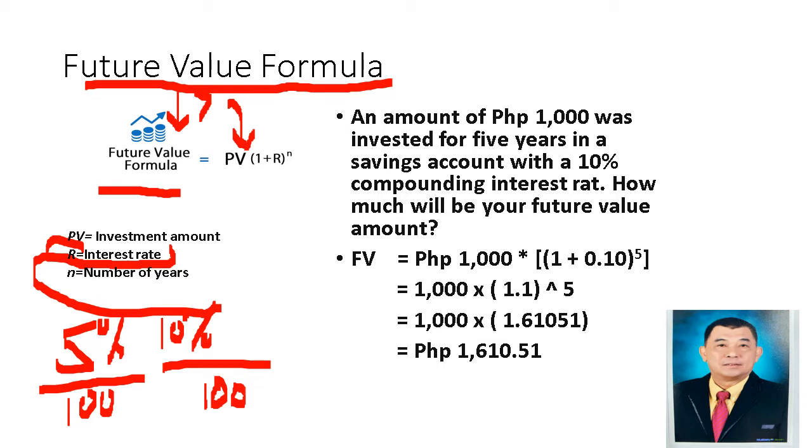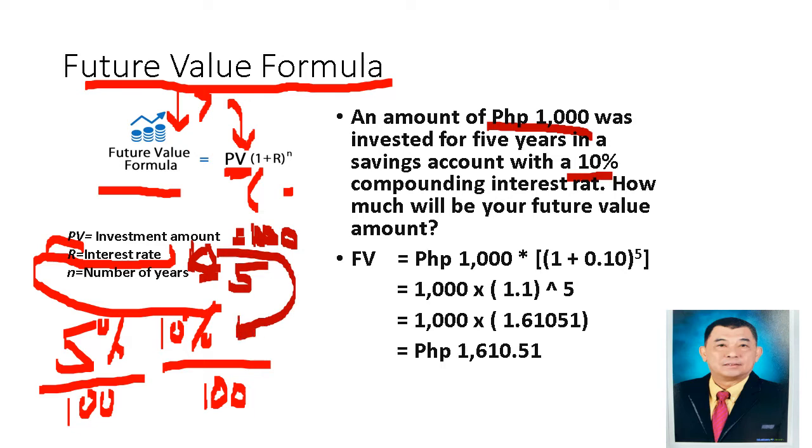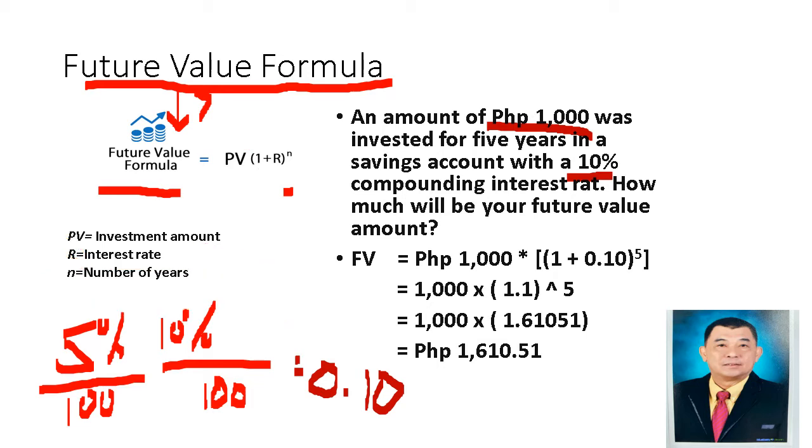So, let us try to understand the future value formula. Future value is equal to present value times the quantity 1 plus the interest rate, raised to the number of periods. I have here an example. You have an investment of 1,000 pesos, and you want to invest this for a period of 5 years. The interest rate is 10% compounding. Again, if that is 10%, you have to divide it by 100 to give you 0.10.